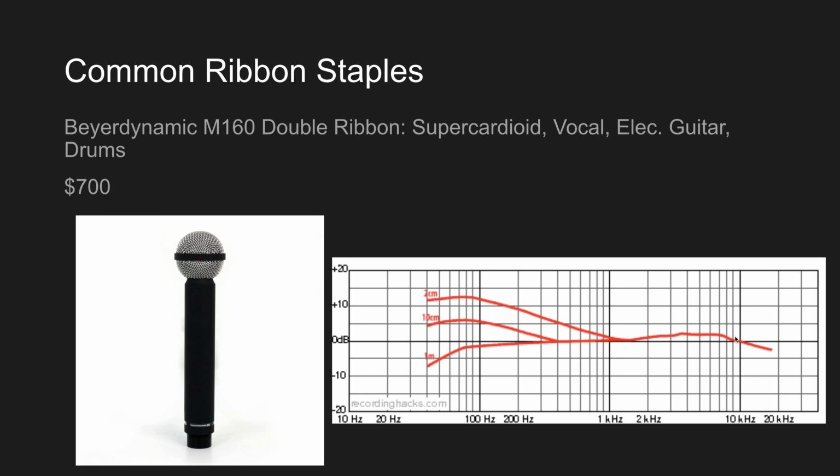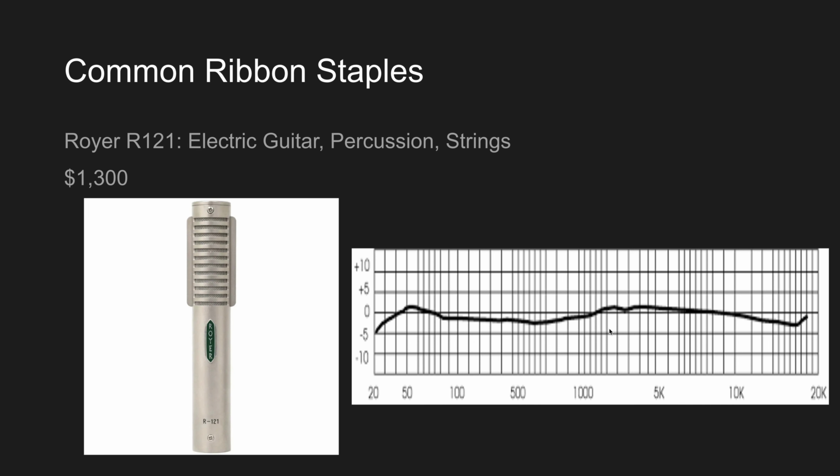All right, next one, Royer R121. This is an American company that's been around definitely since the '90s. You can see the frequency response here. It has a good amount of low end, a bit of a dip in the mid range, and when you get up into the upper mids, a little bit of a bump and then it tails off. This is the staple for electric guitar along with a 57.